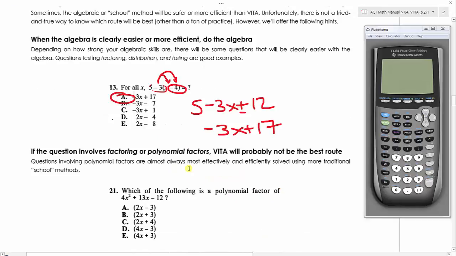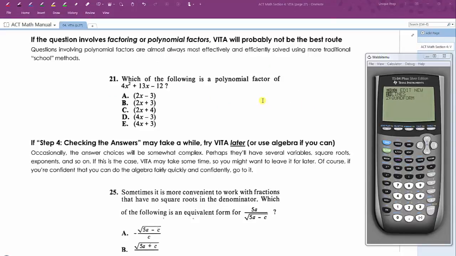So we can see, again, the algebra there was fairly simple, fairly straightforward. And again, if you are confident with the algebra on a question like that, then go with the algebra. Don't worry about the VITA. So questions involving polynomial factoring, you've got to be a little bit careful on these questions. Sometimes VITA will not be the best route, and sometimes VITA will not work at all on these questions.